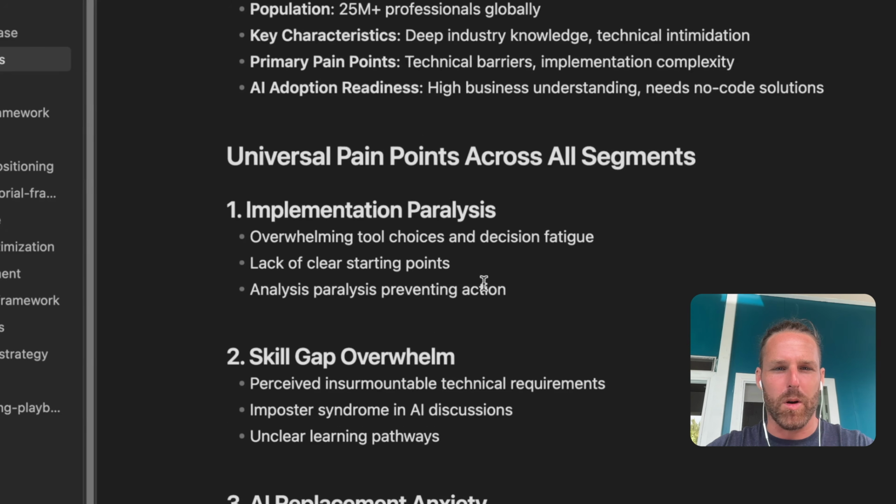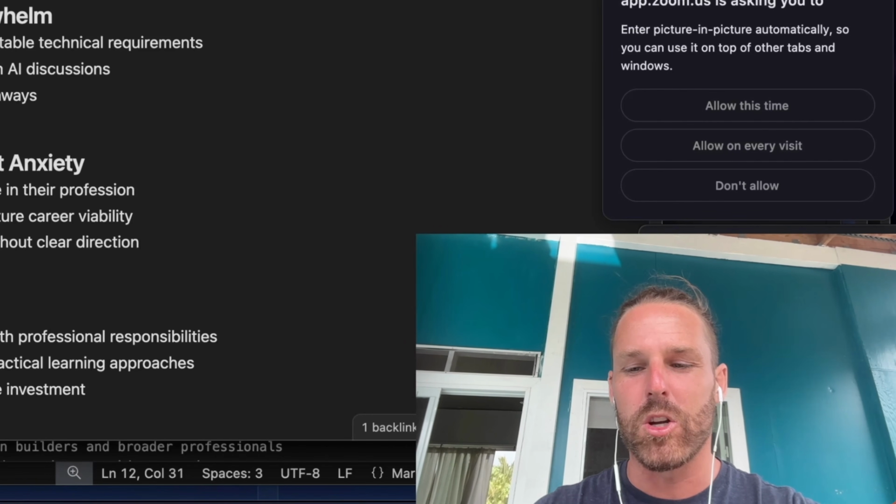Then we found the pain points across all segments, which then you see really transcend what you know already, what you have experience in. So it's AI implementation paralysis. There's too much going on.